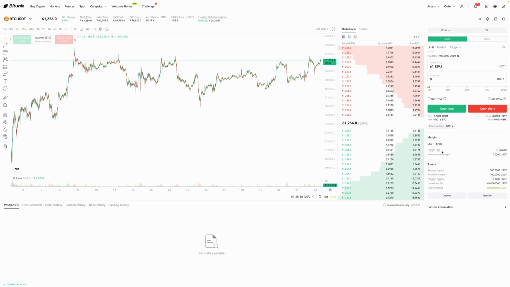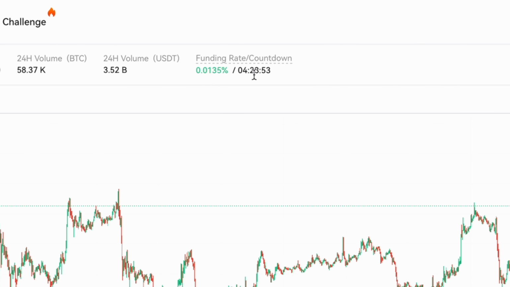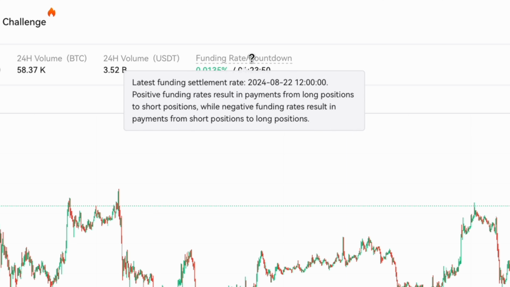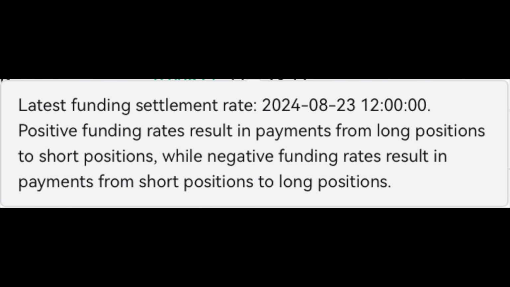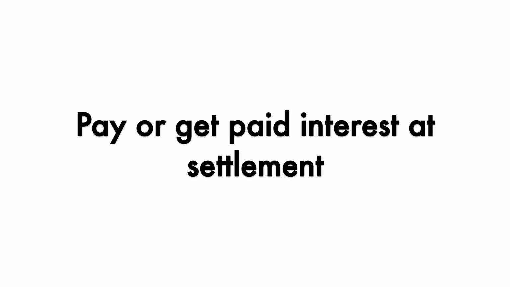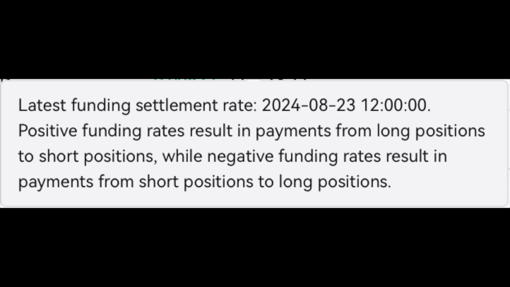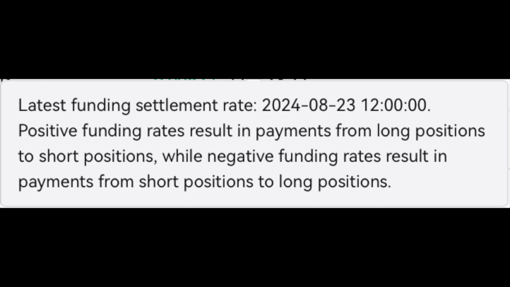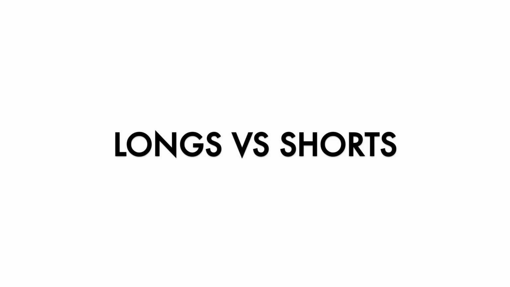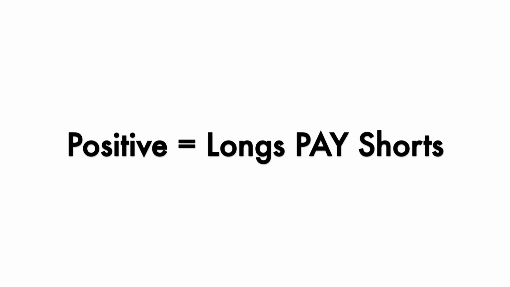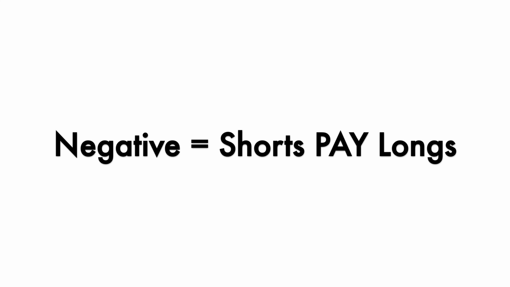So the first is funding rate. If you go over here, you can see that there is both a percentage and a countdown timer. Now, the way this works is that every 8 hours, interest, or in other words, funding, is settled. This means that you either need to pay interest or you're paid interest. This number can be either positive or negative and can change at any time. The reason why this number changes is because it depends on market conditions. Basically, it depends on the amount of longs versus shorts. So when the number is positive, it means that longs have to pay shorts, and if it's negative, then the shorts have to pay longs at the end of the countdown.